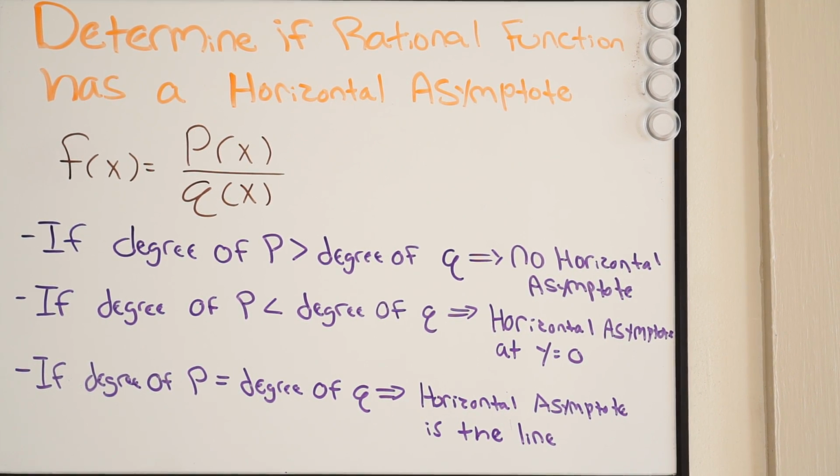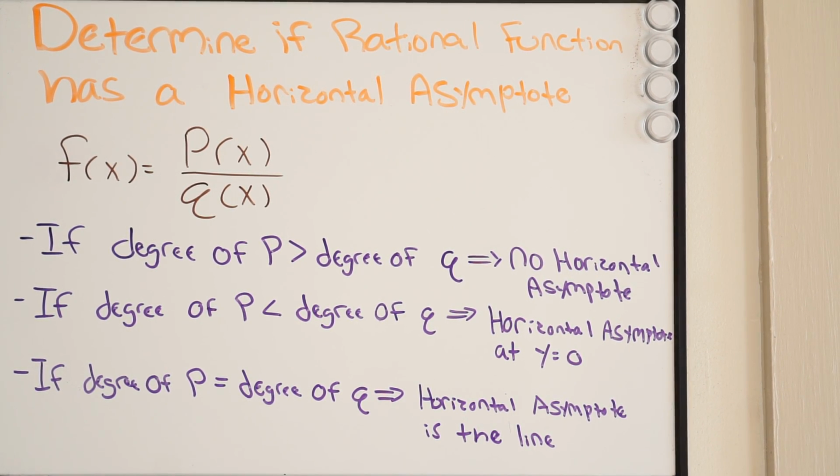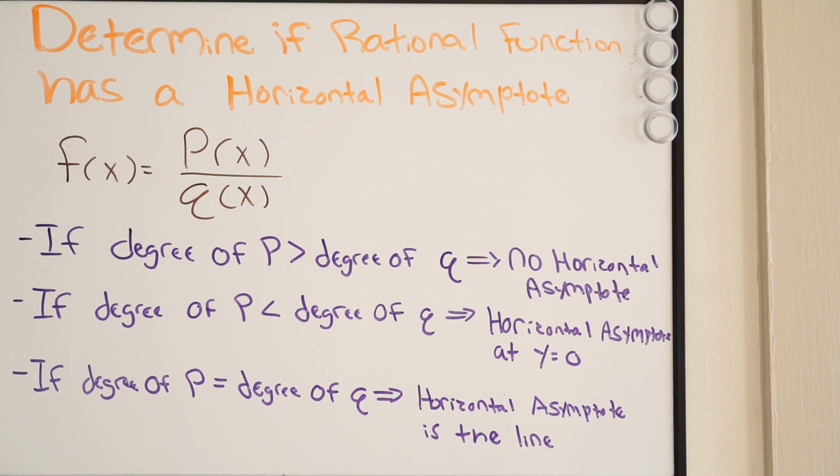Alright guys, today we're going to be talking about how to determine if a rational function has a horizontal asymptote. In the previous video we went over how you can determine if a rational function will have a vertical asymptote and where that will be occurring. Here we're going to be talking about horizontal asymptotes. It's a little bit different than the vertical asymptotes, how you go about finding them, but it's pretty simple. You just have to follow these rules.